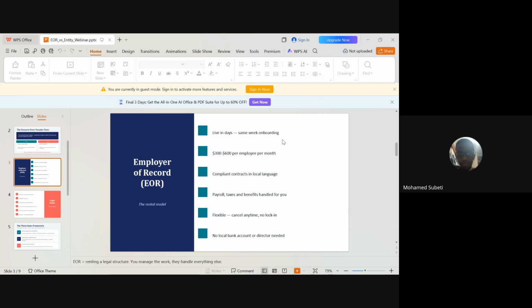On the surface, EOR sounds obviously better for early hires, and often it is. But there are situations where an entity is not just better; it's necessary, and we're going to talk about that.